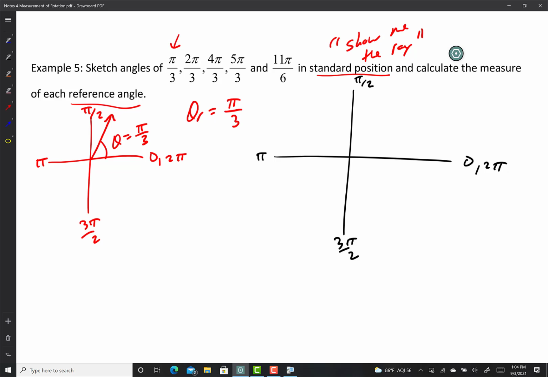2/3 pi. What quadrant? Quadrant 2. Probably like right there, because this is a whole pi right over here. So it's probably like right there somewhere. Wouldn't it be closer to the 2 pi? Because it's like 67%, which is technically closer.